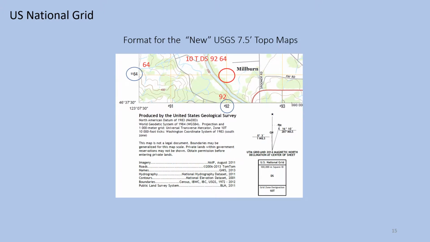The U.S. National Grid is an adaptation of the UTM and military grid reference systems, designed to create a unifying national standard for defining and reporting location. To support this effort, the U.S. Geological Survey has produced a new format for the traditional 7.5-minute topographic maps. This new format emphasizes the use of USNG coordinates.